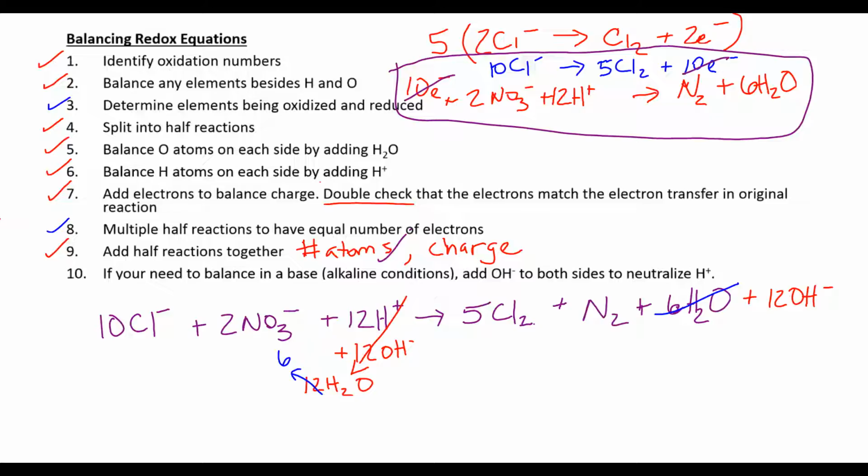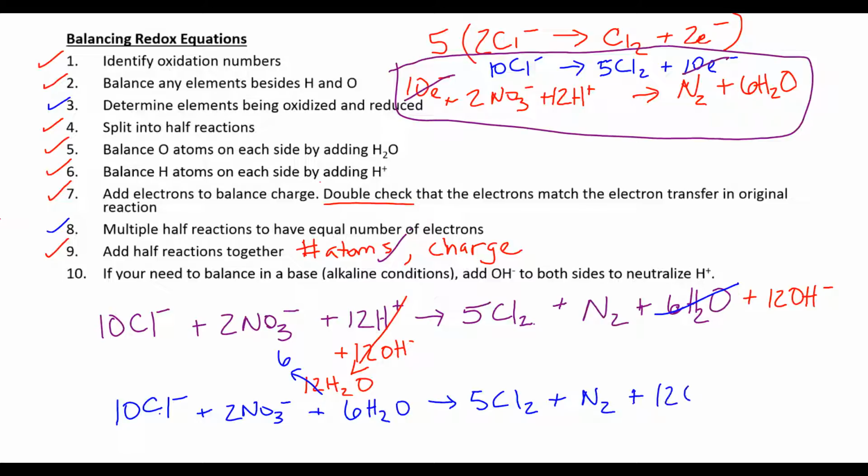So what we end up with are 10 Cl- plus 2 NO3- plus 6 waters yields 5 Cl2 plus N2 plus 12 OH-. Just like we did in step 9, you can check to see if you have the same number of atoms and the same charge on each side.